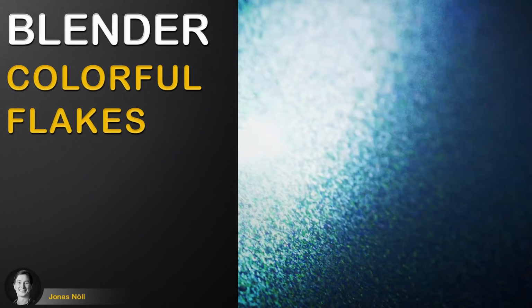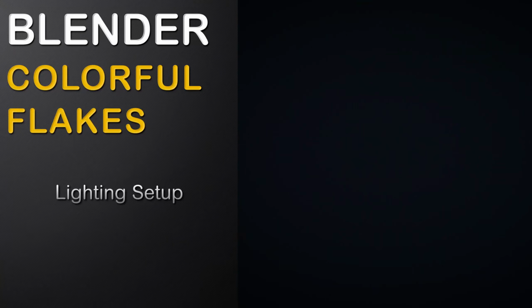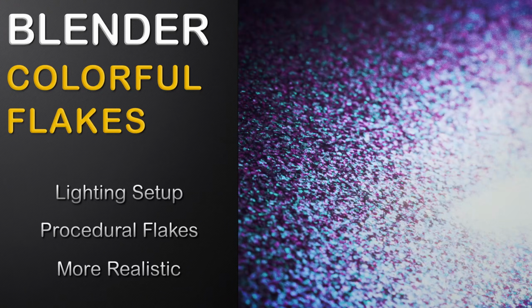In this video, we will build a special car paint material. For this, we will first create a realistic lighting setup, then generate procedural flakes with randomized colors that look much more realistic compared to standard car paint materials.